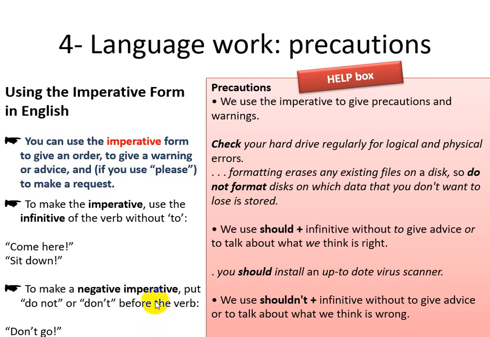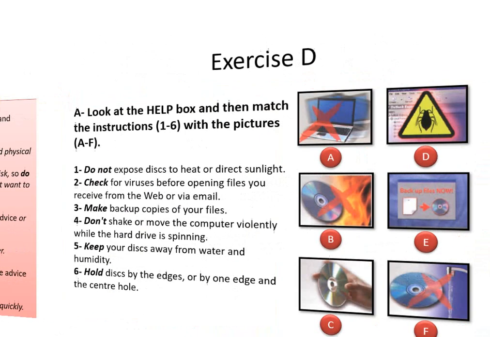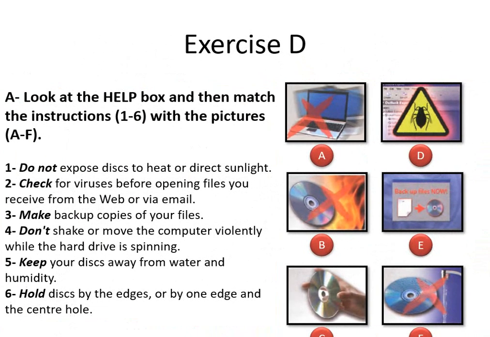To make a negative imperative, put don't before the verb. Don't go. Don't walk on the grass and the rest of it. Okay? The extra material I gave you, inshallah, المaterial اللي حطيته زيادة حيوضح المفهوم ده بشكل واضح. Let's go for an exercise now. It's just the usage of the imperative words.